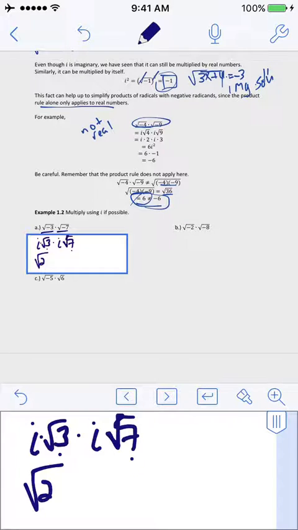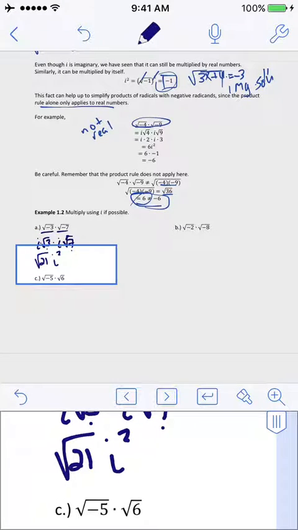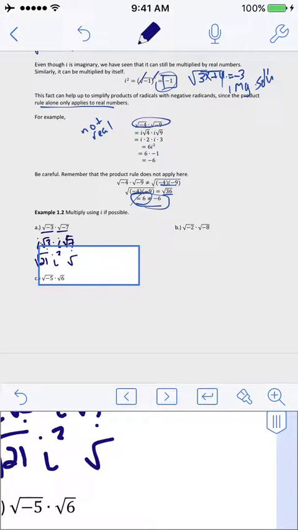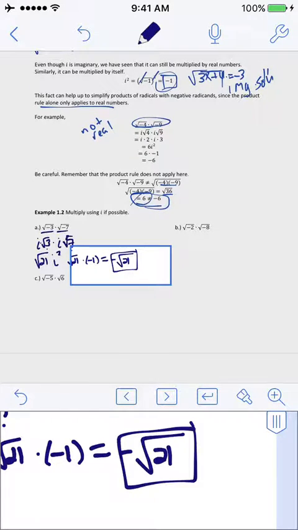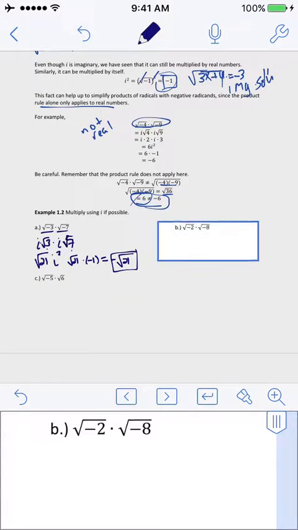So I can say the square root of 21 times i squared. Or in other words, the square root of 21 times negative 1, or negative square root of 21. And it becomes a negative root. That's all that's happened. It actually came back to being a real number too, right? It's a real number this time. Let's try it again.